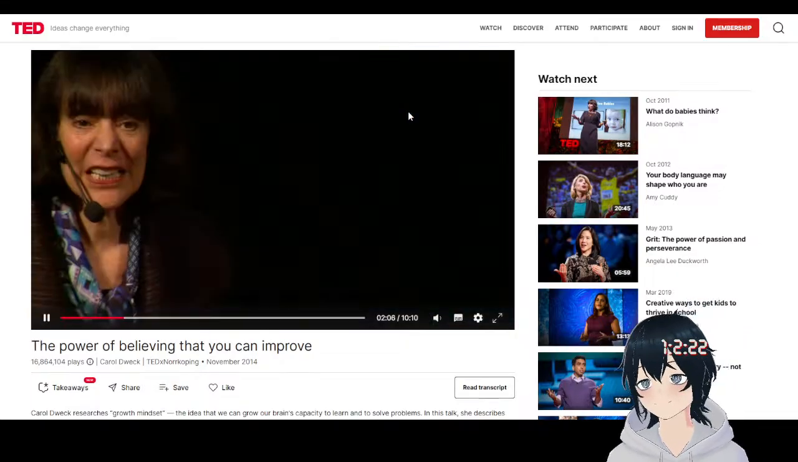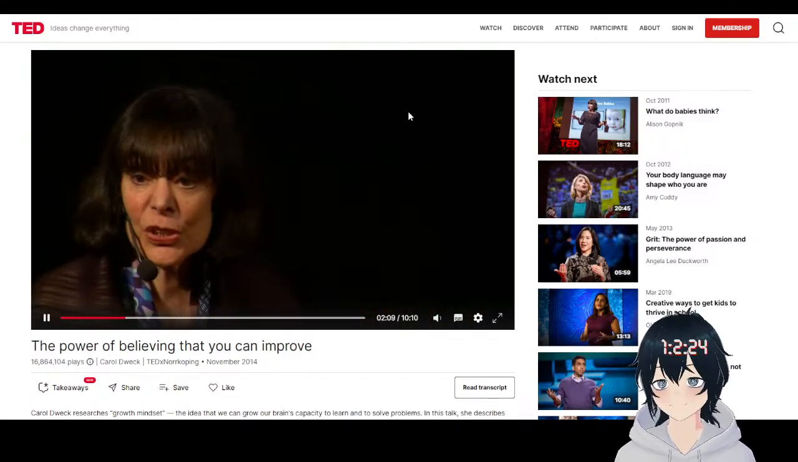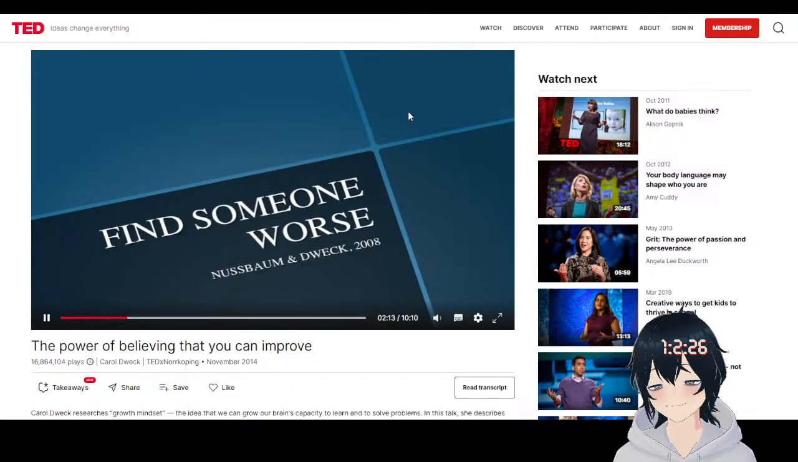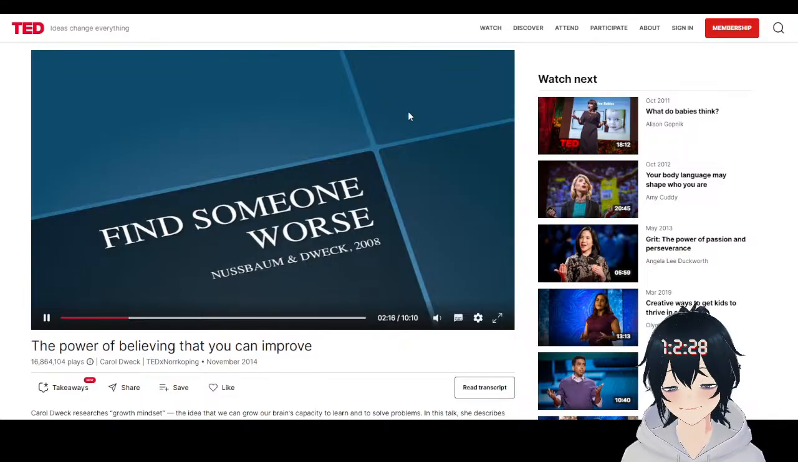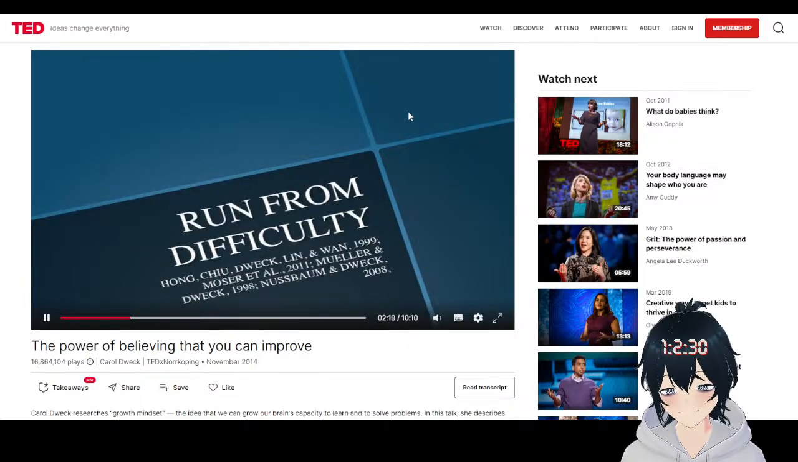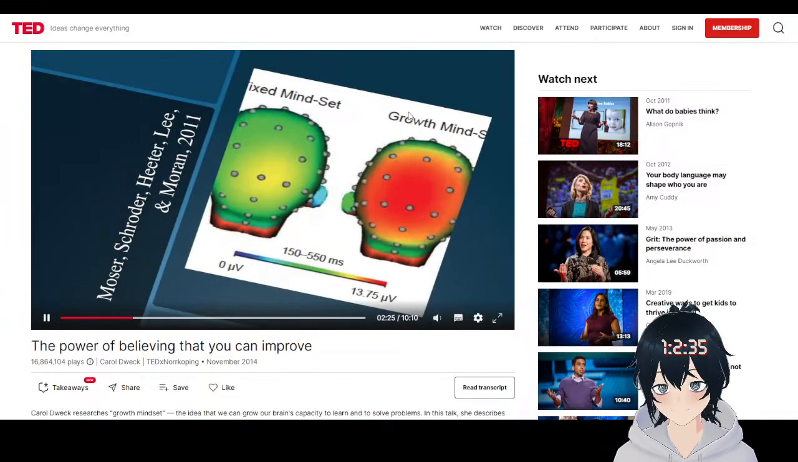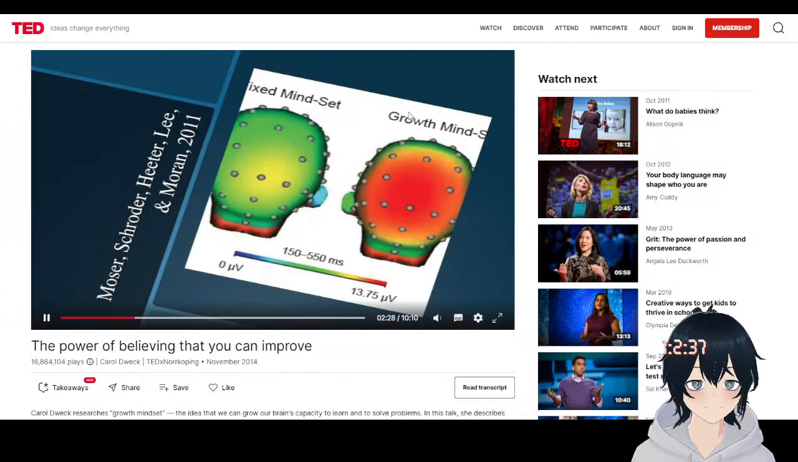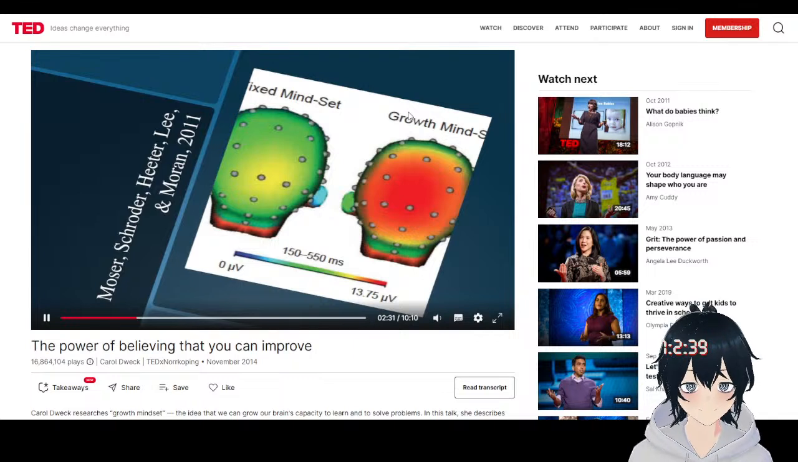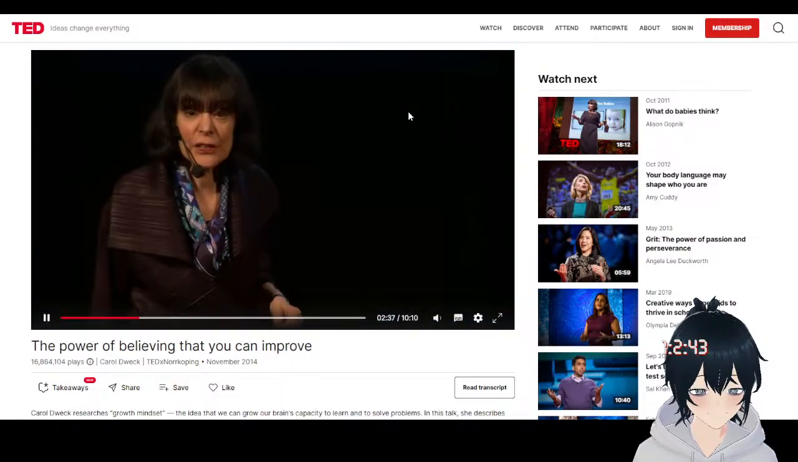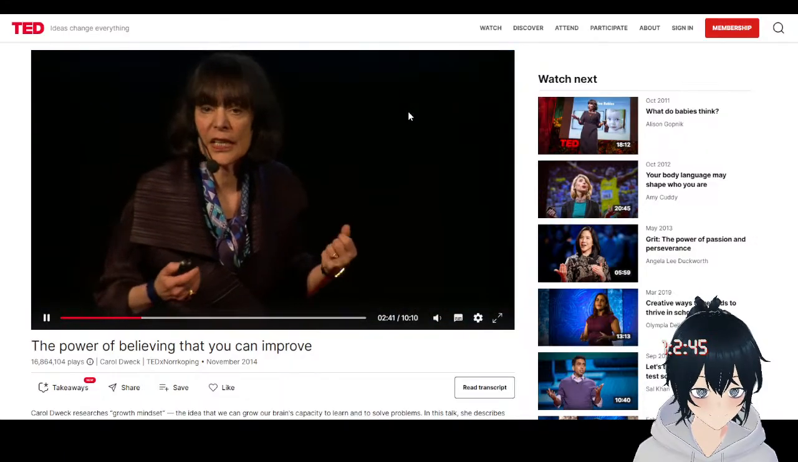In another study, after a failure, they looked for someone who did worse than they did so they could feel really good about themselves. And in study after study, they have run from difficulty. Scientists measure the electrical activity from the brain as students confronted an error. On the left, you see the fixed mindset students. There's hardly any activity. They run from the error. They don't engage with it.